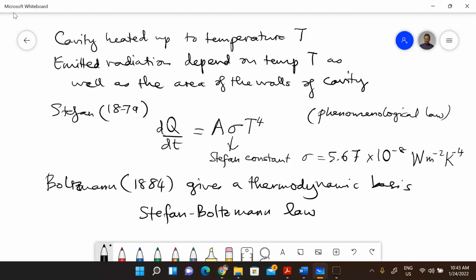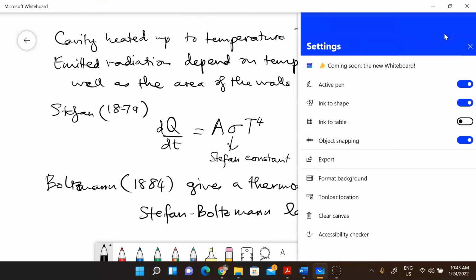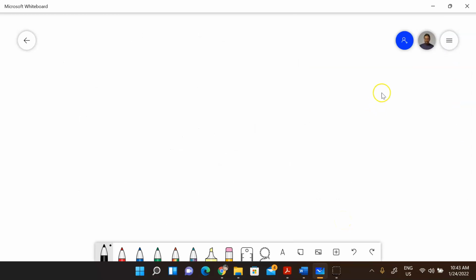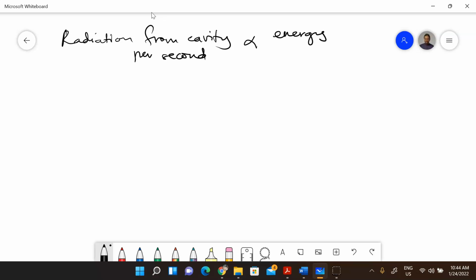So let me just write a few more things. We say that the radiation density, radiation from the cavity per second, so per second, that means it's the power really. Okay, just like mentioned before, and it is proportional to the energy density, which is denoted as U. Okay, which of course means energy per unit volume.